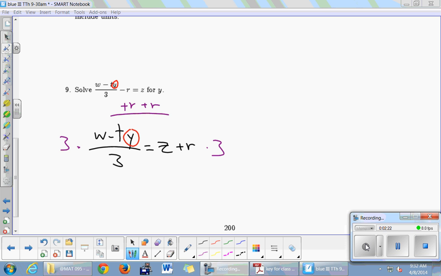And then we'll copy what we have. On the left-hand side, the 3's cancel. Don't distribute that 3 on the top. It's not there. You just put it there so that you can immediately cancel it. And we just get the numerator, w minus ty equals. And then I'll just copy this thing on the right-hand side.